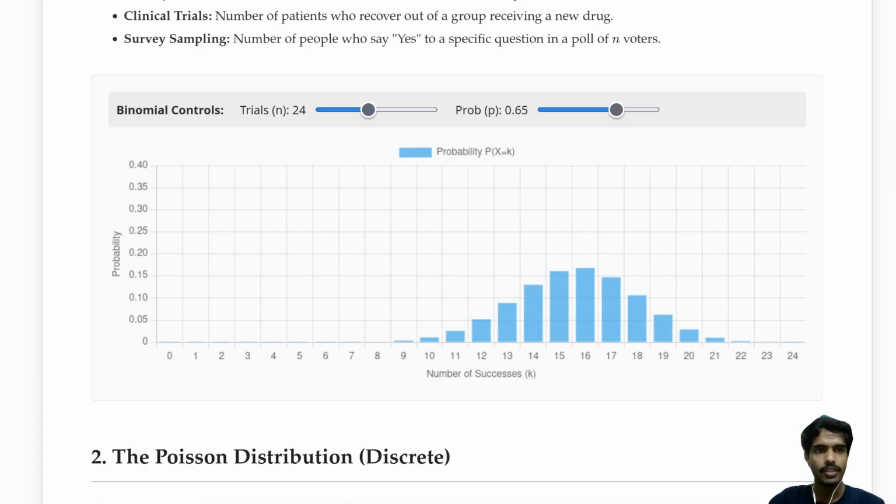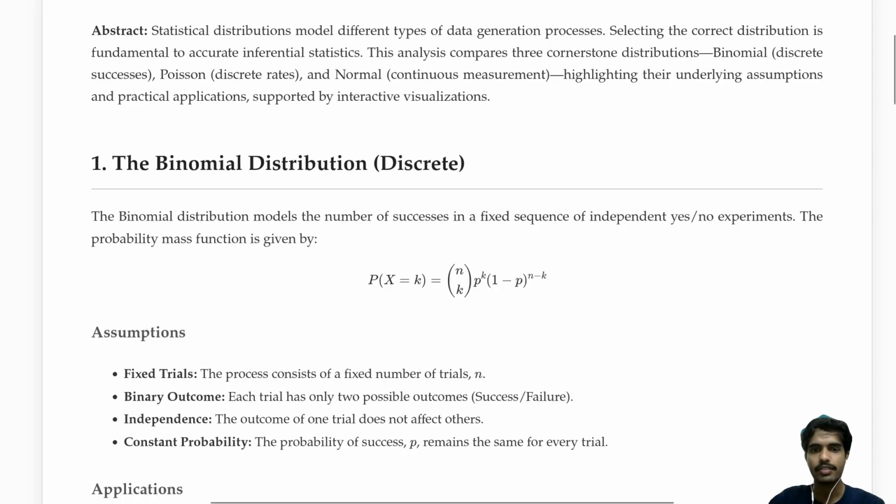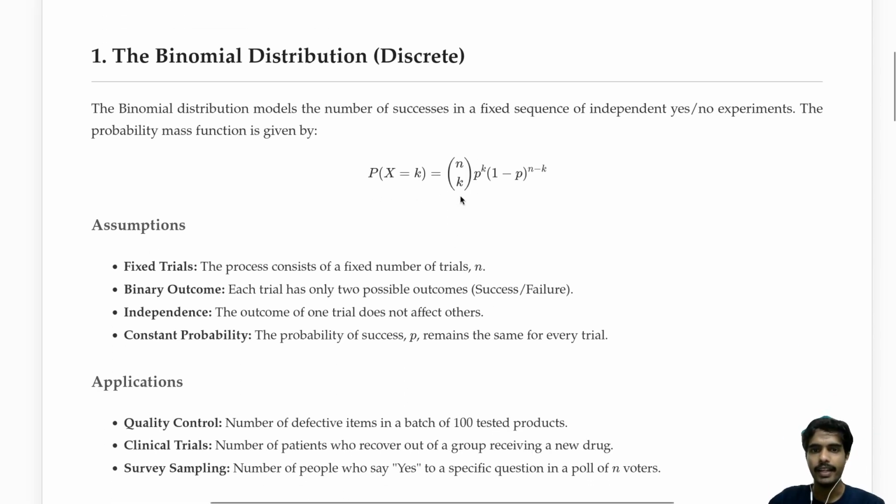So this was all about the binomial distribution. Here is the formula which is applied: n choose k, p to the k, times 1 minus p to the n minus k.